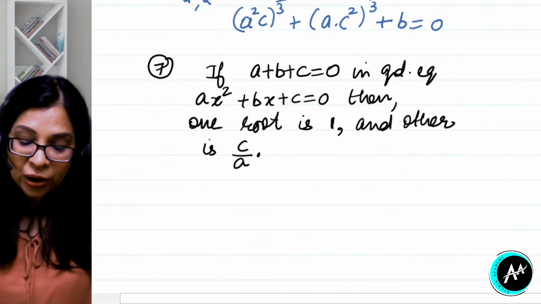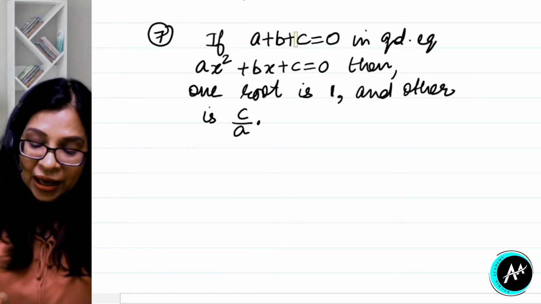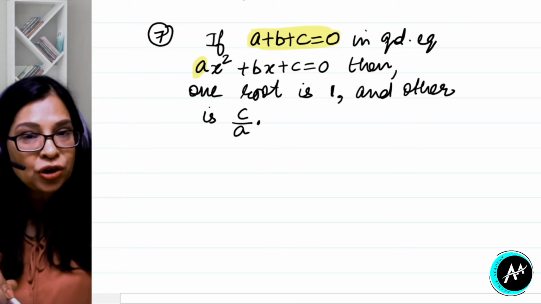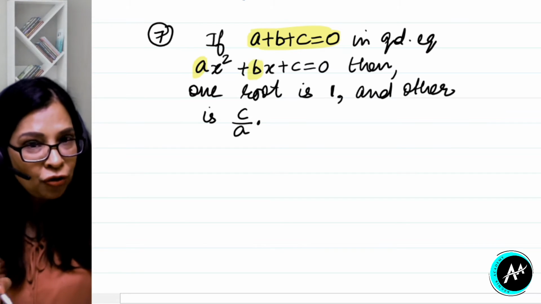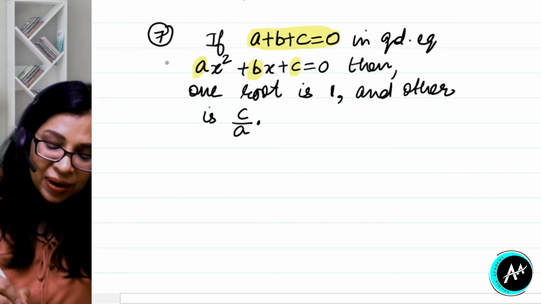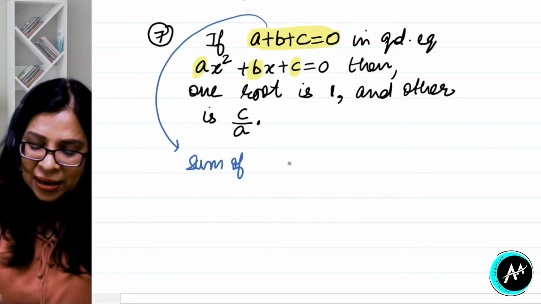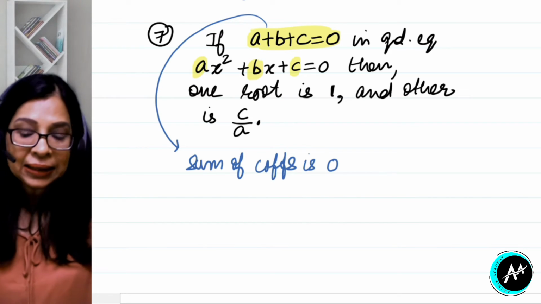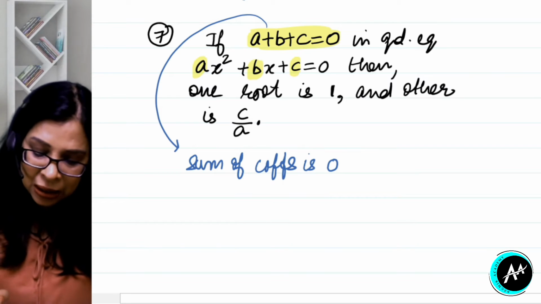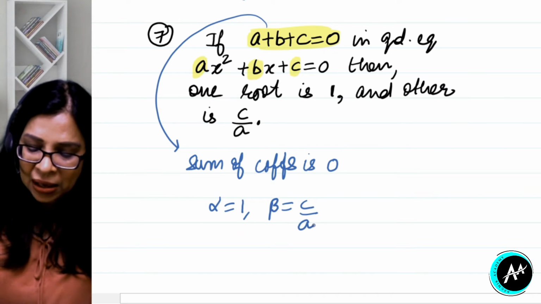Now look at this carefully. What we are saying, look at your screen, is that if I have the condition a plus b plus c is 0, then, since a is the coefficient of x square, b is the coefficient of x, and c is the constant term, a plus b plus c means the sum of coefficients is 0. Is it all right? Sum of coefficients is 0. Then we are saying one root is alpha. If we denote the roots by alpha and beta, then alpha will be 1 and the other root beta will be c upon a.